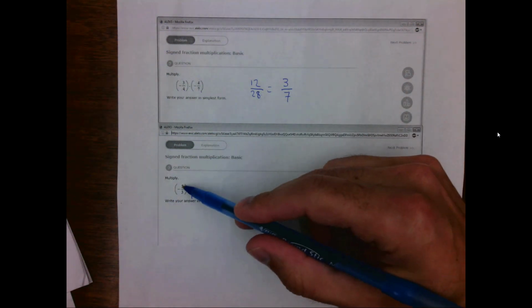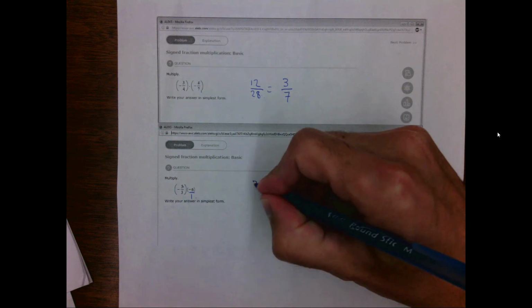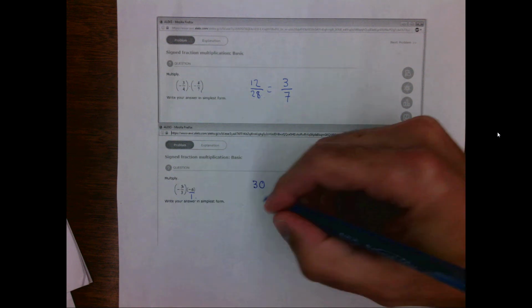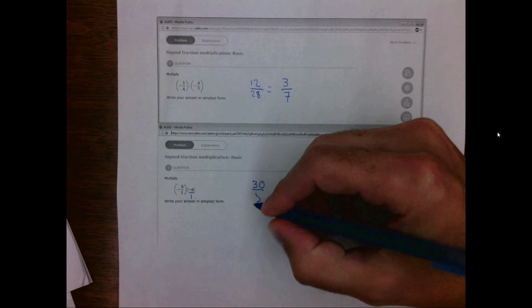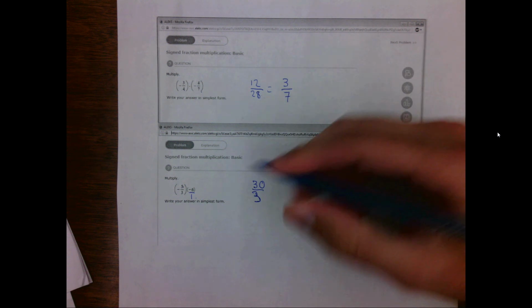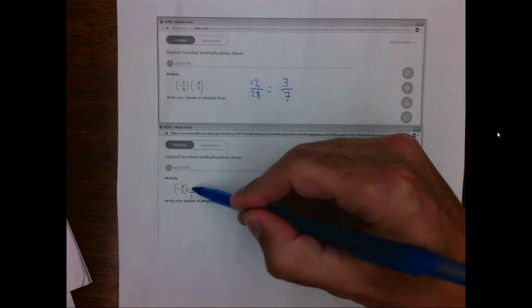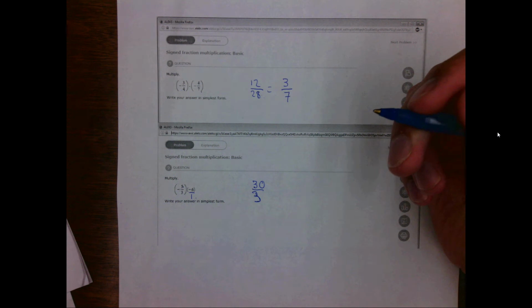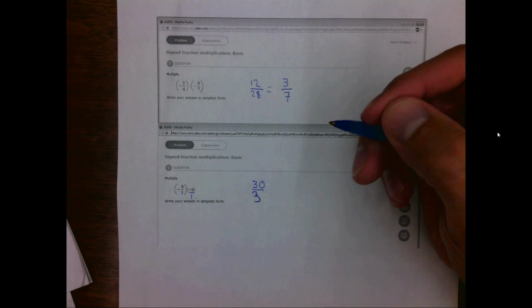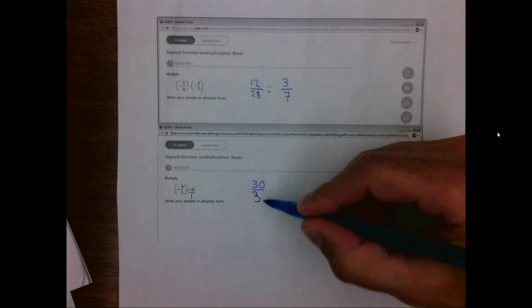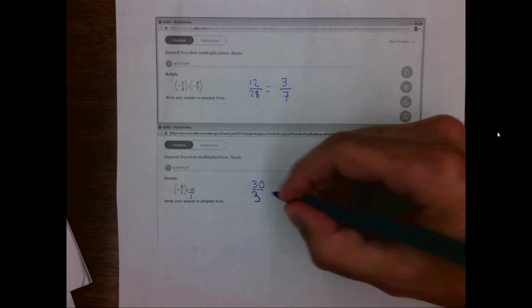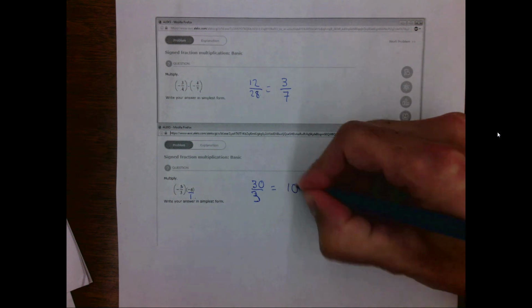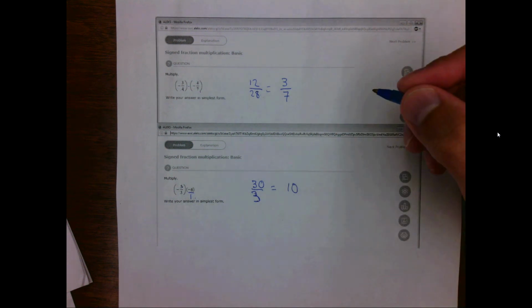We multiply the tops, 6 times 5, which is 30, divided by 3 times 1, which is 3. In this case, both the fractions are again negative, so our overall answer is going to be positive. In this case, you can see though that 3 goes into 30 evenly 10 times. So the answer here is simply 10 in the simplest form.